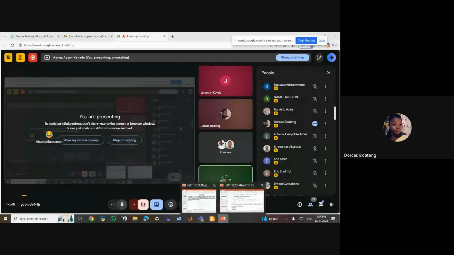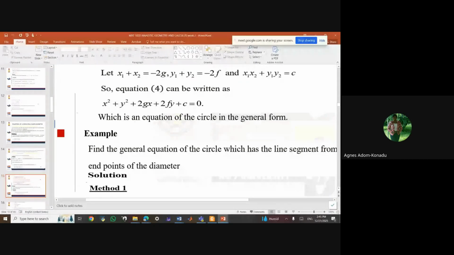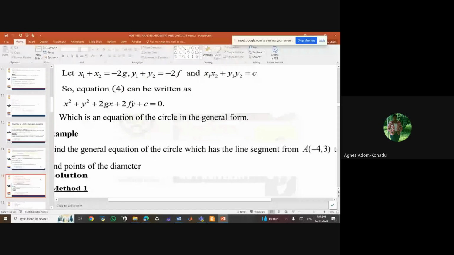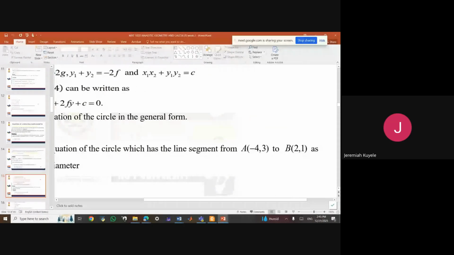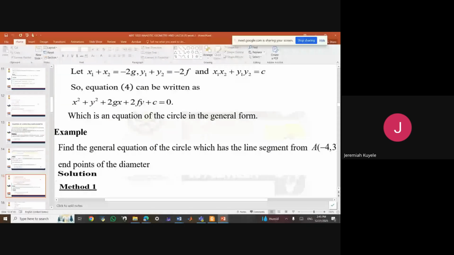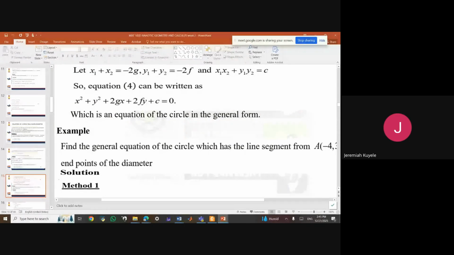Hey, solve this question for me. Find the general equation of the circle which has the line segment from A(-4, 3) to B(2, 1) as the endpoints of the diameter, please.